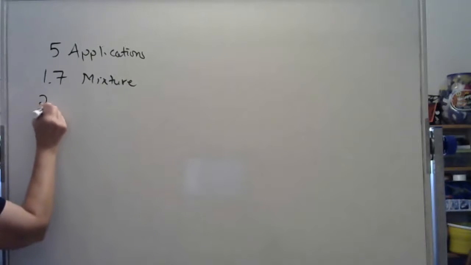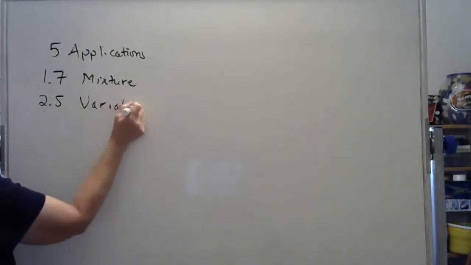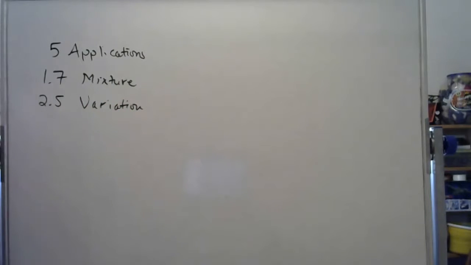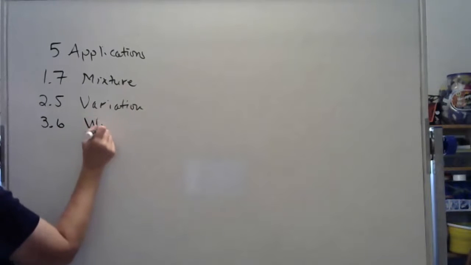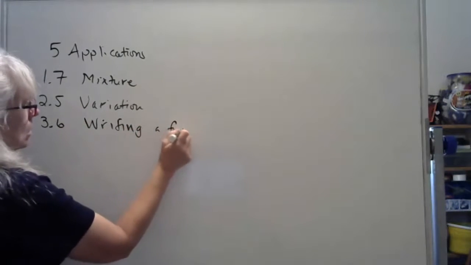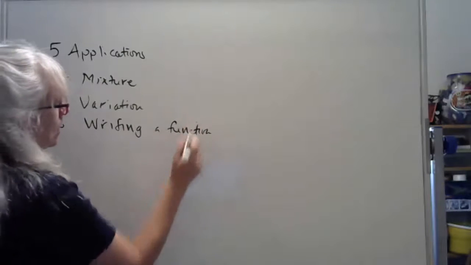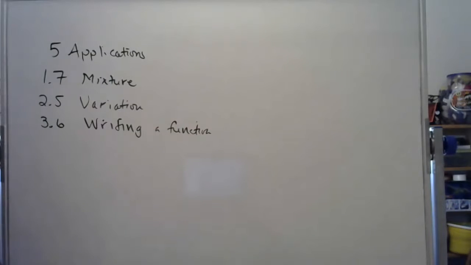You'll have one that's from section 2.5, which is on variations, either a direct or an inverse variation problem. You then have one from section 3.6 where you're writing a function. So in other words, a right triangle is sitting inside of a curve. Find the area of the right triangle as a function. So it's a pretty straightforward problem.